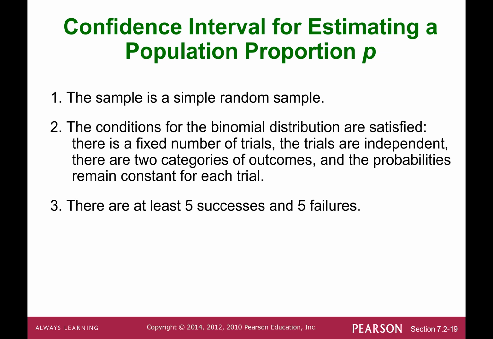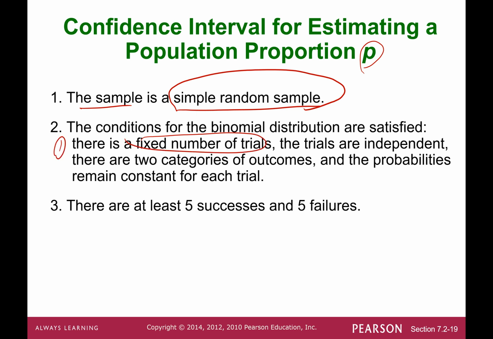Now the requirements to construct a confidence interval for estimating population proportion P. The sample must be a simple random sample, to guarantee its objects are randomly selected. Conditions for the binomial distribution are satisfied: a fixed number of trials, trials are independent, there are outcomes in two categories, which we call a success or failure event, and the probability of success or failure remains constant. That is the same condition as when we talk about a binomial probability distribution.